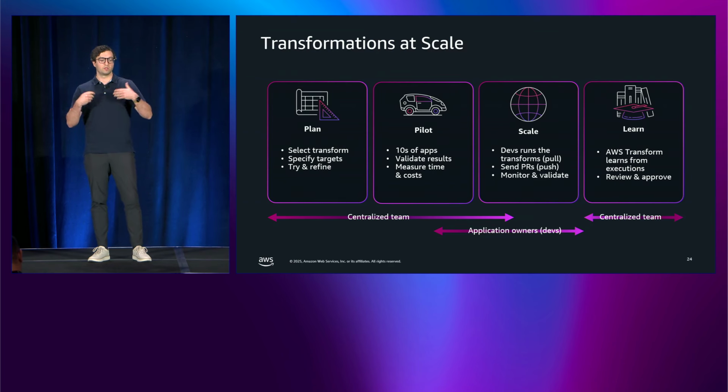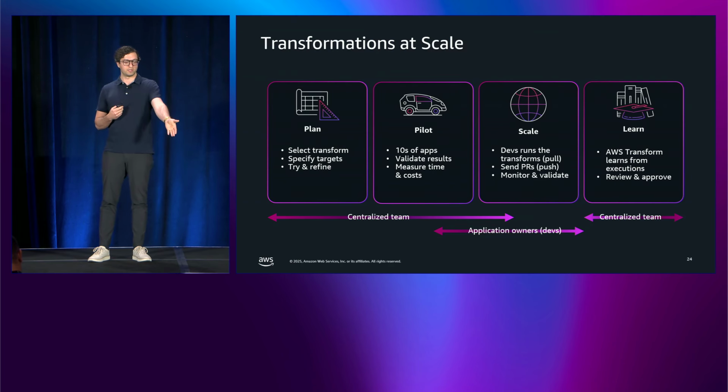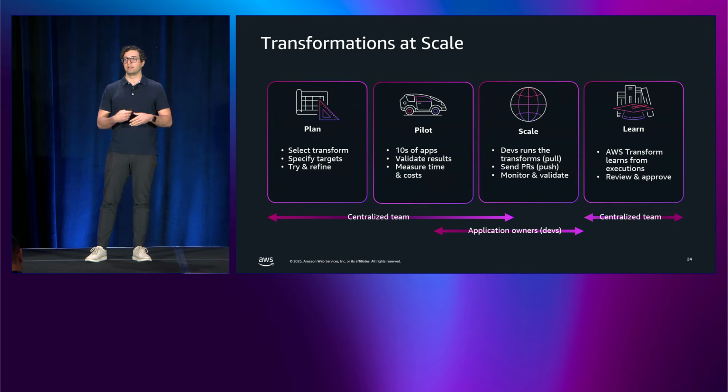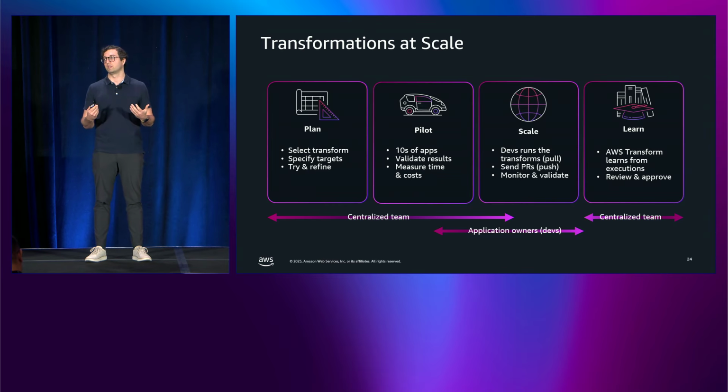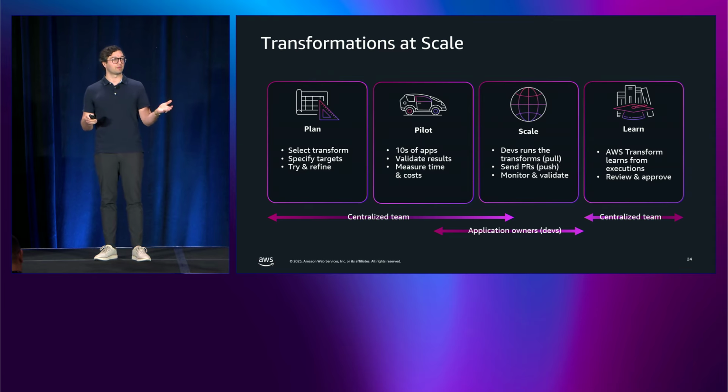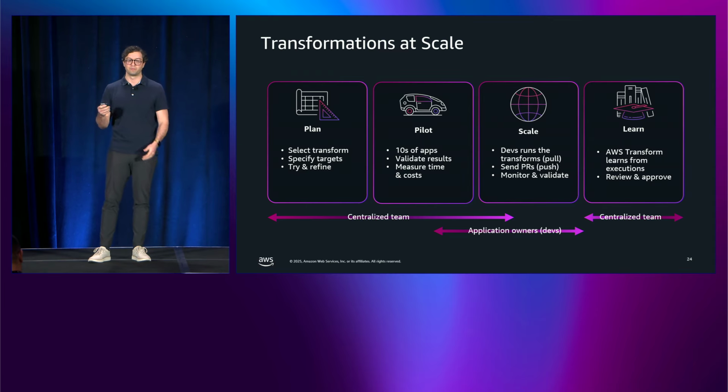So you do this, you create your initial transformation, and you'll notice here this is done by a centralized team. One pattern that we found works well, especially at large companies, is when there is a core central team in the organization who's responsible for coding standards and conventions and practices. They tend to be the ones who go about creating these transformations so they can disseminate them out to the application owner teams who are actually going to run them.